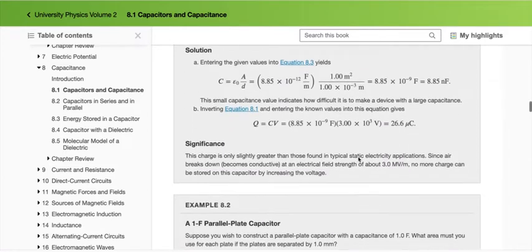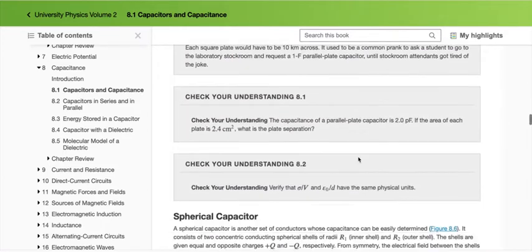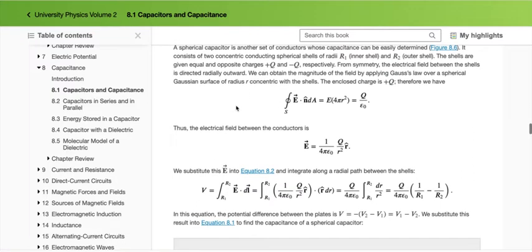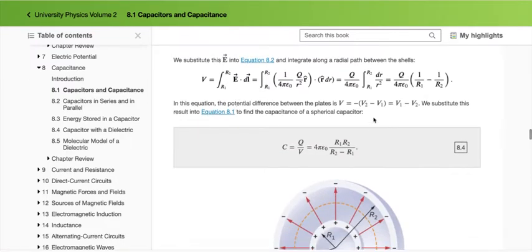Okay, and then this is all from your book. You can read through some of these examples. We could have a spherical capacitor. Here's the capacitance. You could read through all those details if you want.